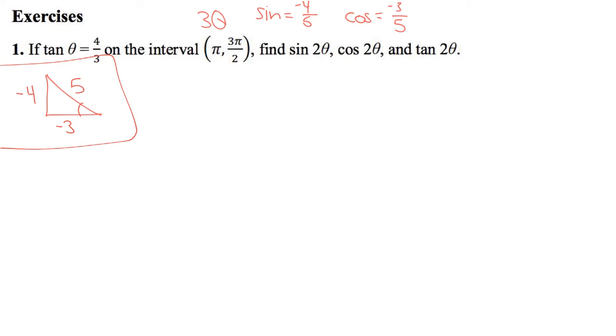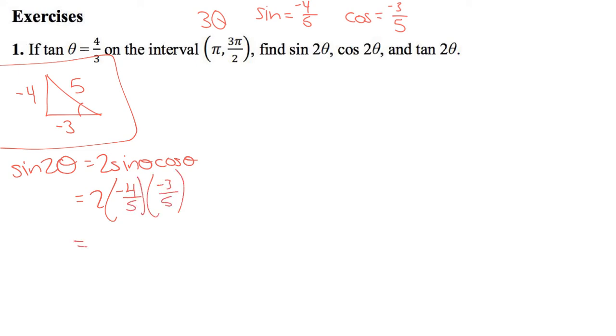Okay, so the formula for sine double angle is 2 times sine theta cosine theta. So that means I've got 2 times negative 4/5 times negative 3/5. And that gives me positive 24 over 25. And that's that one. Draw a little box around it and then work on the next piece.